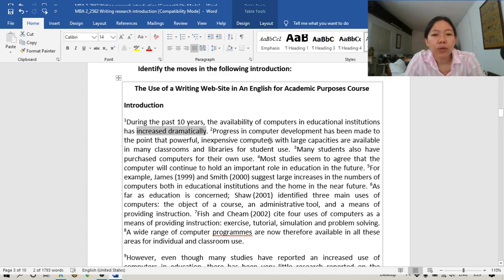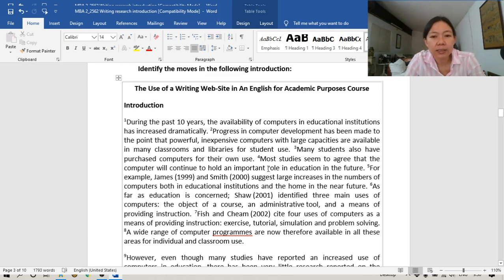And next, progress in computer development has been made to the point that powerful, inexpensive computers with large capacity are available in many classrooms and libraries for student use. Here, the writer is also showing the importance of the computer at the educational level. And next, many students also have purchased computers for their own use. In this sentence, the writer talks about the importance of computers at the personal level because a lot of students now have their own computer. So these 3 sentences are used to show importance.